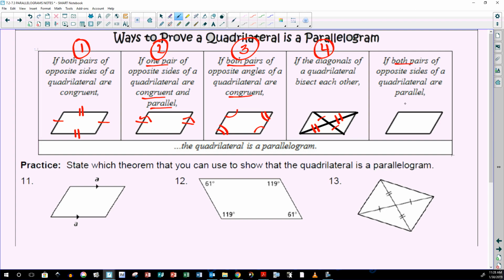And if both pairs are parallel. So now this has to be parallel to this. This has to be parallel to this. This is reason number 5.